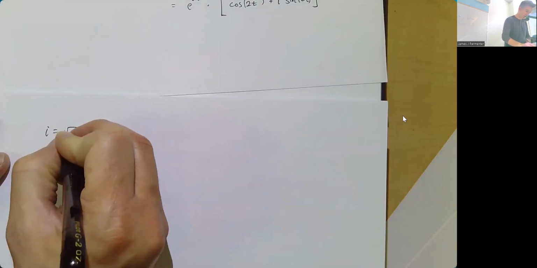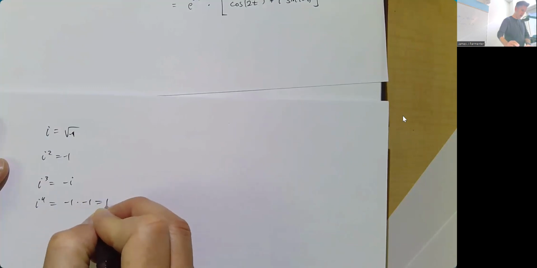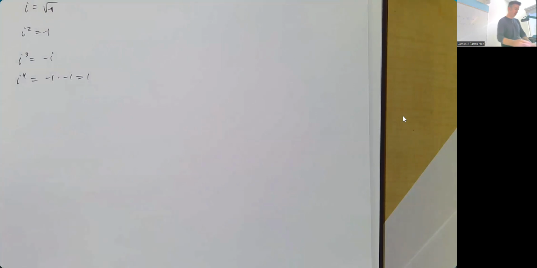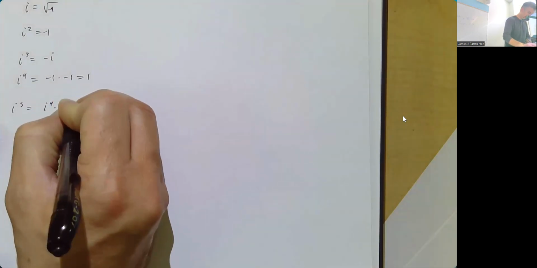So i is the square root of negative 1. i squared is negative 1. i cubed is negative 1 times i. i to the fourth is negative 1 times negative 1, which is 1. And then you kind of repeat, you finish the cycle. You get i to the fifth, you're back where you started. i to the fifth is i to the fourth times i, which is just i, and so on and so on.